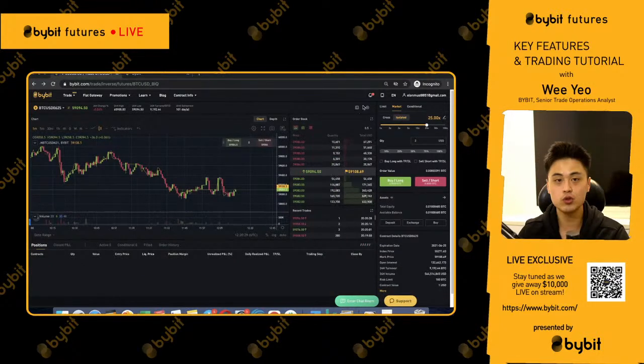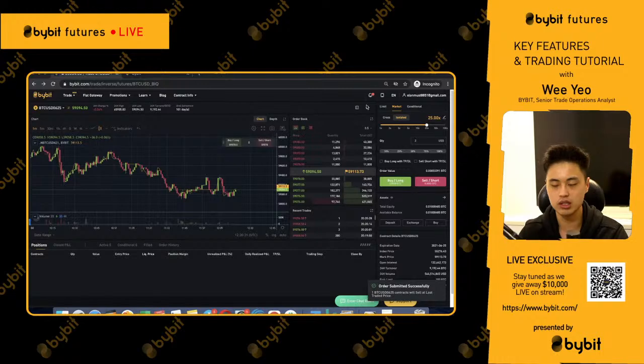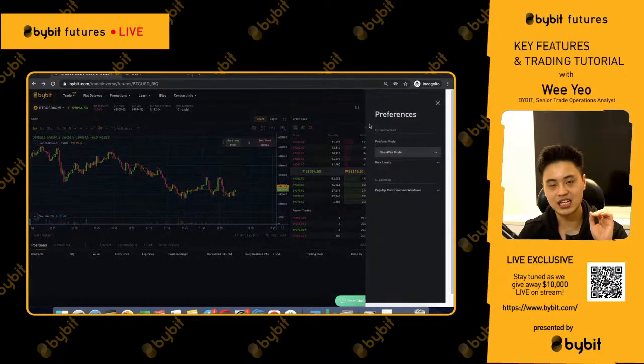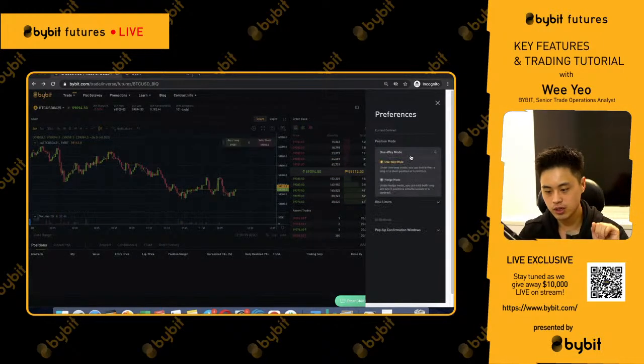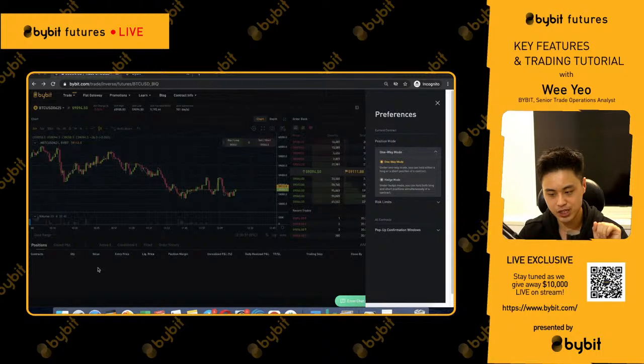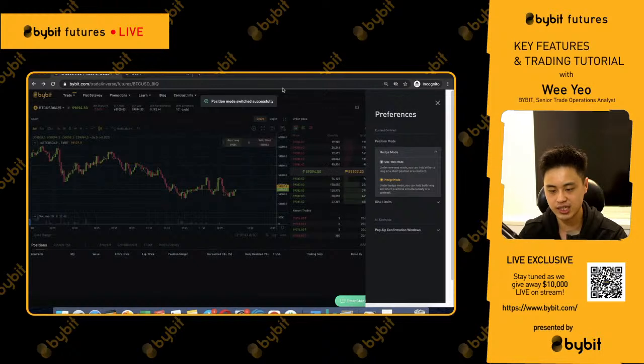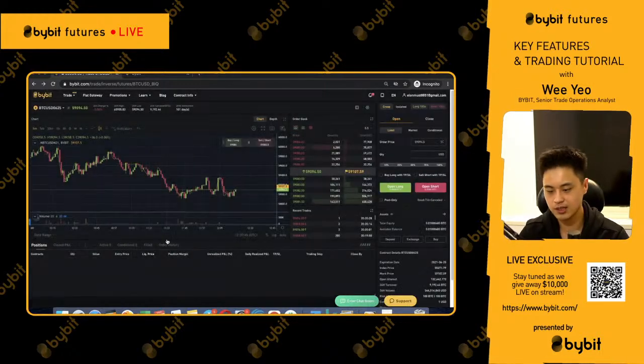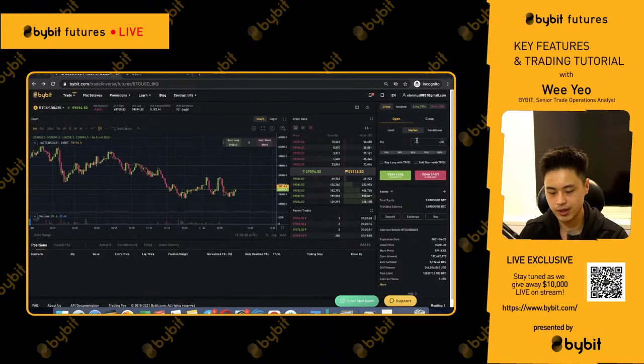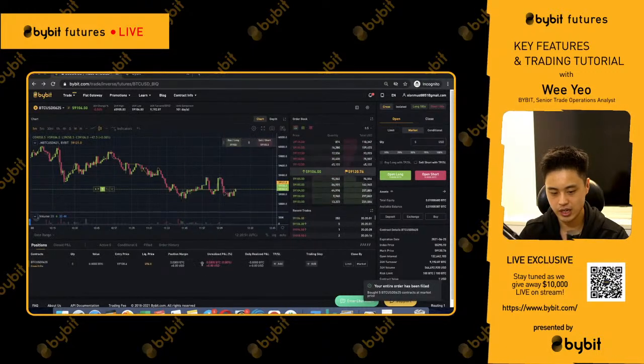Firstly, if you want to switch between these two modes, you need to ensure that there's no open position. So make sure that there's no open position. Go to the mode again, click on hedge mode. Click on this. You can see switch successfully. Close this. Now I'll be entering a new position over here. Let's enter 5. Okay, I have 5 now.